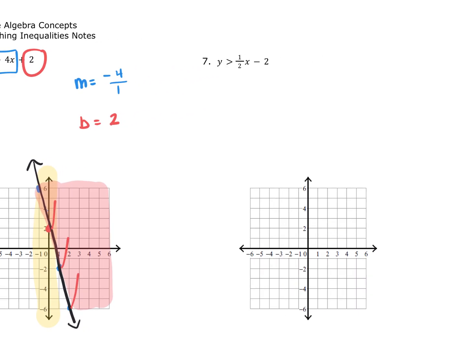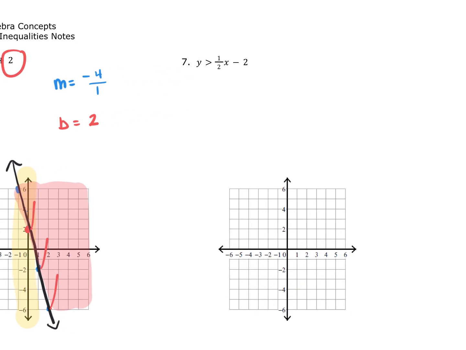Okay, let's look at number 7. Again, we always start the same. We look, is y all by itself? It sure is. So now I'm just finding my m. And my m is always with my x. This one's already a fraction, so I'm just going to leave it a fraction. And then I have to find my b.